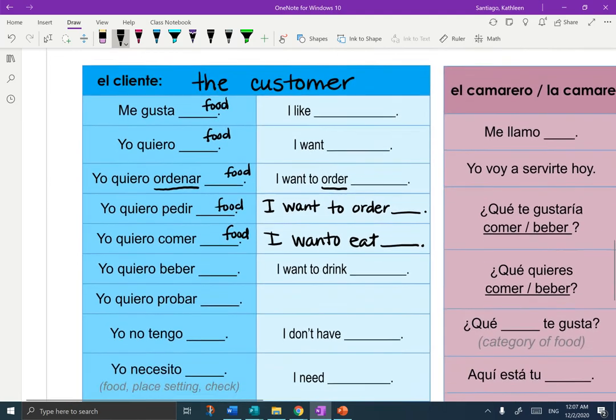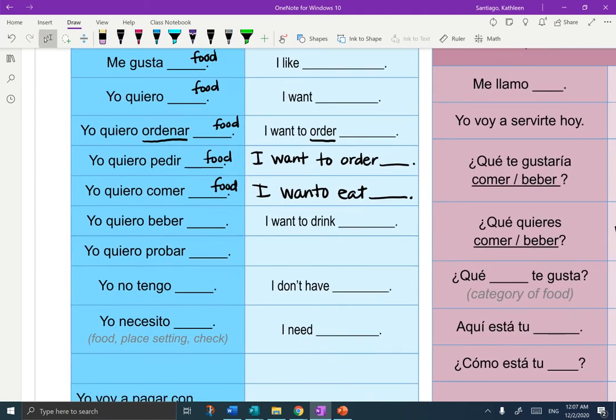Yo quiero beber, right? Think about babies drinking. I want to drink. Yo quiero probar. One of our new verbs that we just did, right? I want to try, and say whatever it is that you want to try. Yo quiero probar. I want to try. Hopefully it's a new dish. Yo no tengo. So you're at the table, you're looking at your place setting, and you are missing something. Maybe a fork. Maybe it's a glass of water. Perhaps it's the napkin. If you're missing something, you would say yo no tengo and then the item.